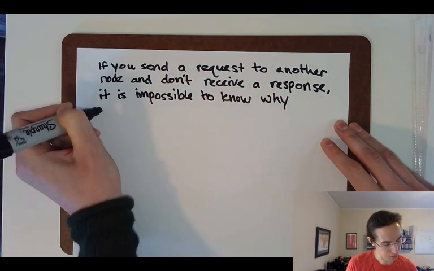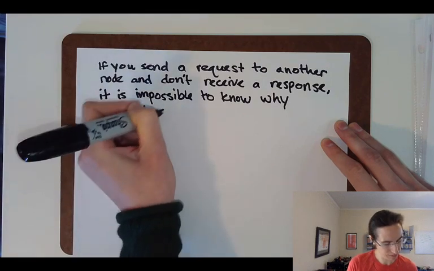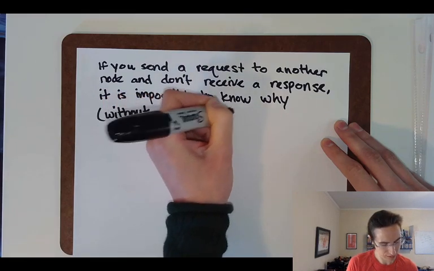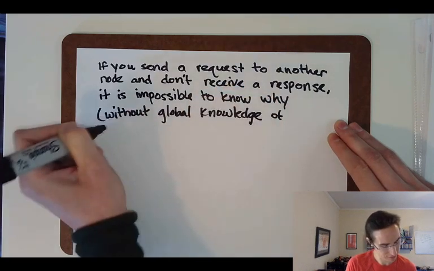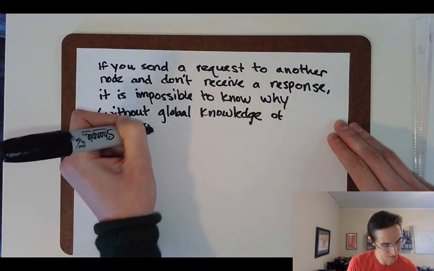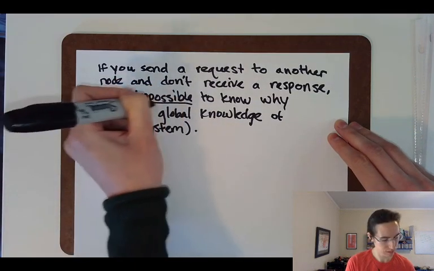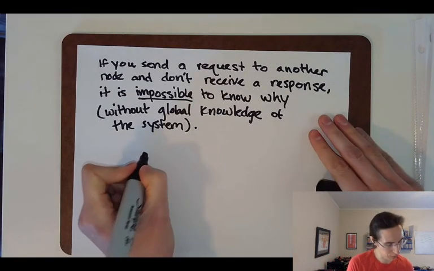In particular, it's impossible to know why without global knowledge of the system, which you don't have. So there's a bunch of horrible things that can go wrong. Is there anything else that could go wrong in this M1, M2 scenario?